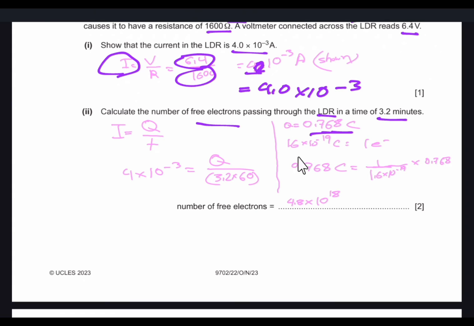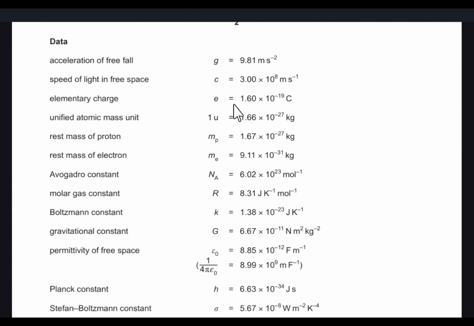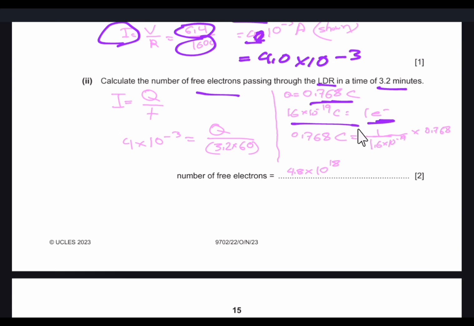We know that 1 electron is equal to 1.6 into 10 to the power minus 19 coulomb, which was given earlier in the question paper. So this much coulomb is equal to 1 by 1.6 into 10 to the power minus 19 into the value. So we get our answer as 4.8 into 10 to the power 18, correct to two significant figures.